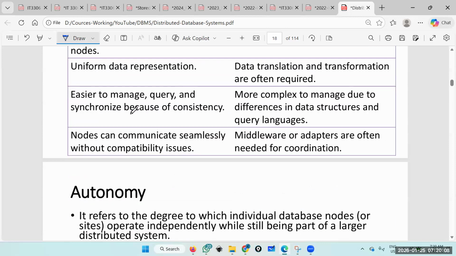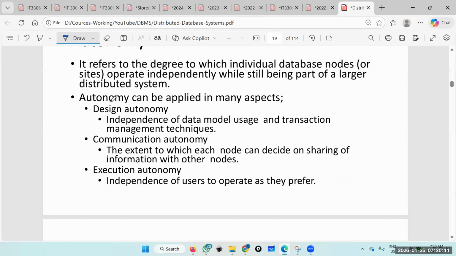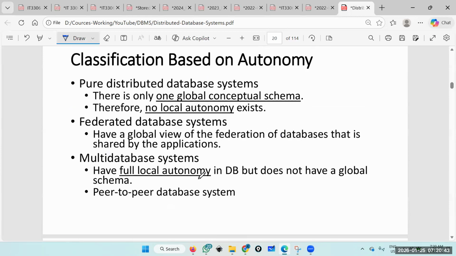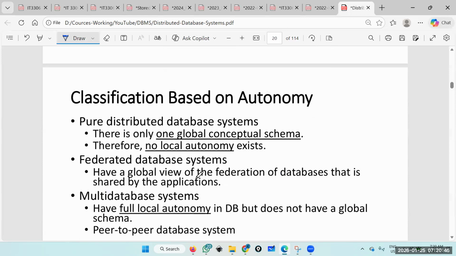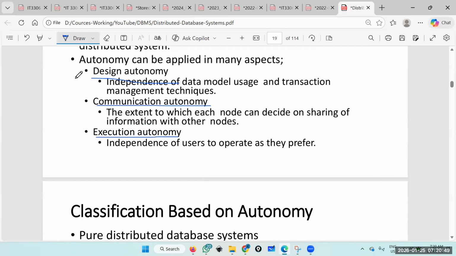So autonomy we can subdivide into design autonomy, which means we have better freedom when it comes to designing. Communication autonomy means we can use different communication protocols between different nodes. And execution autonomy means the users or user sessions can operate or execute in a freer manner. So these are more conceptual things.